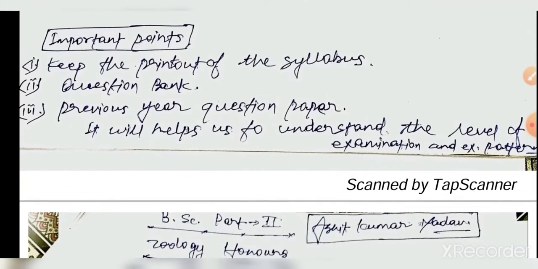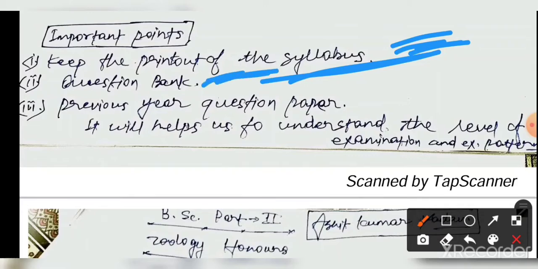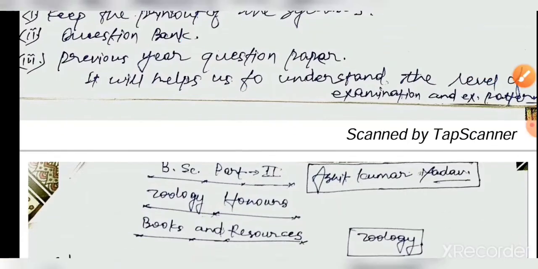These are the important points that we need to keep in mind during the preparation. We need to keep a printout of the syllabus, to know what our syllabus is and what we need to study. We first have to know our syllabus. The next point is that we need to take the question bank, in order to know the exam pattern of the university, how the university asks questions. By seeing the previous year question banks, we will be aware of the topics, which were the repeated questions and which were non-repeated. We need to prepare accordingly. The previous year question paper will help us understand the level of examination and exam pattern.